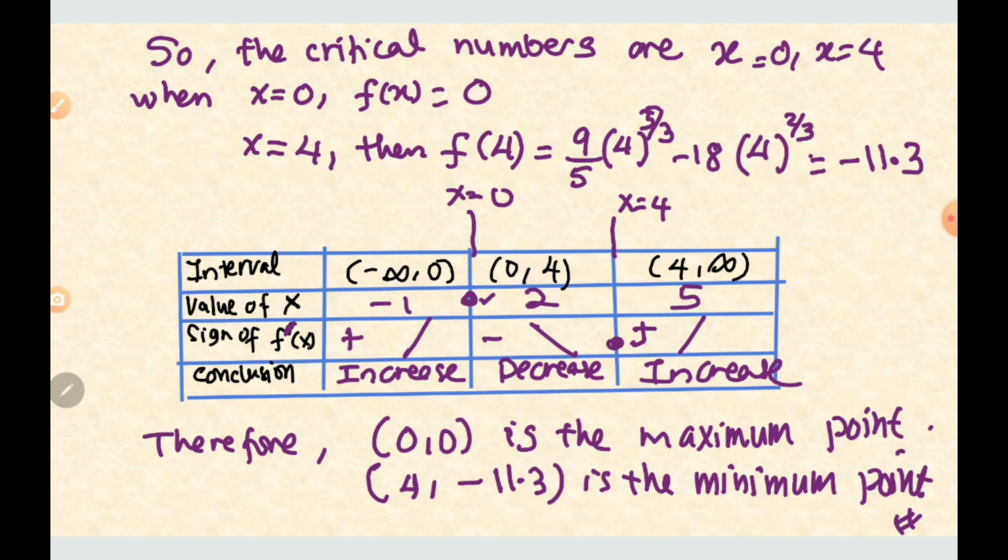So take a look at the question again. The question asks find the relative extremum. So now our conclusion is (0, 0) is the maximum point or maximum relative, and (4, negative 11.3) is the minimum point or minimum relative. Thank you.